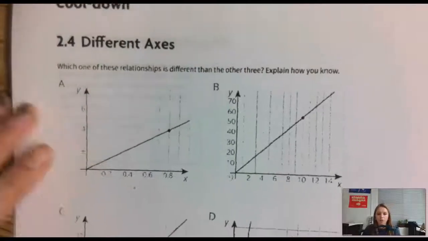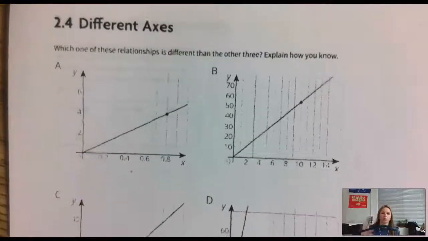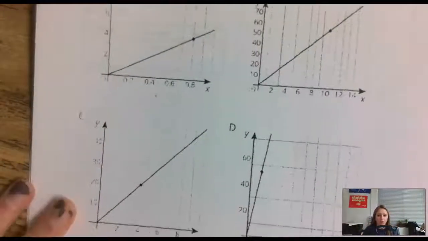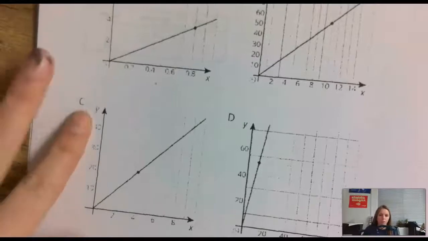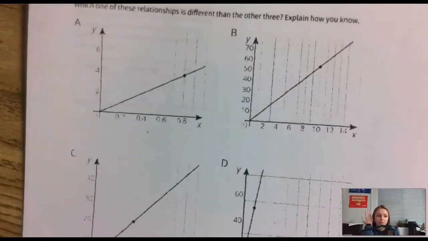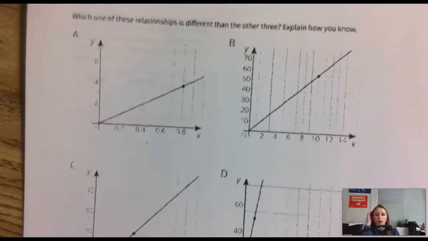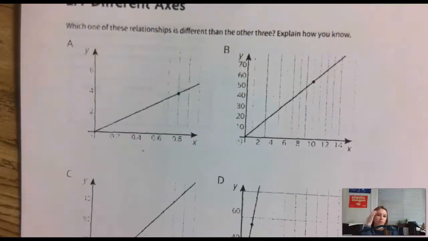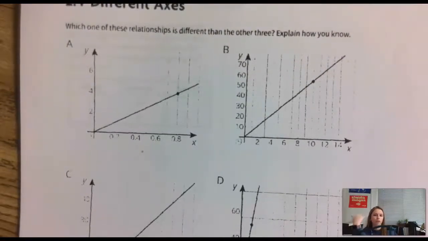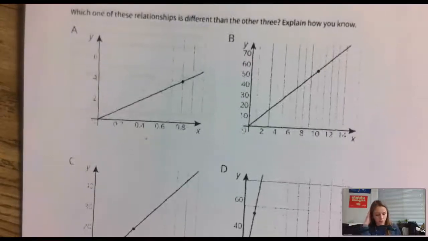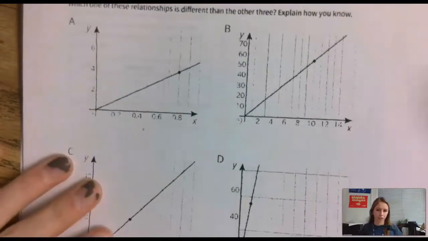Alright, for this one, we have a bunch of relationships here. Sorry, the lines are not very good. It didn't print well. It's not good for you guys either, so I apologize. It says, which one is different than the others? Well, there's no information labeled on the axes, so let's just find the slope, or the k value, and try to create an equation for each of the lines.